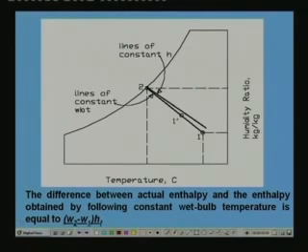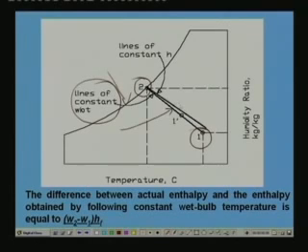Let us say that this is our inlet condition to the adiabatic saturator, and the outlet condition is saturated air, so it lies on the saturated line. The process follows the straight line joining 1 to 2 according to the straight line law. That means the line joining 1 to 2 is a constant wet bulb temperature line.